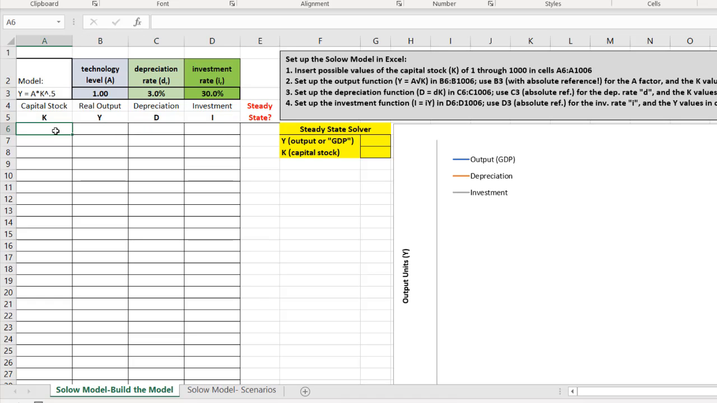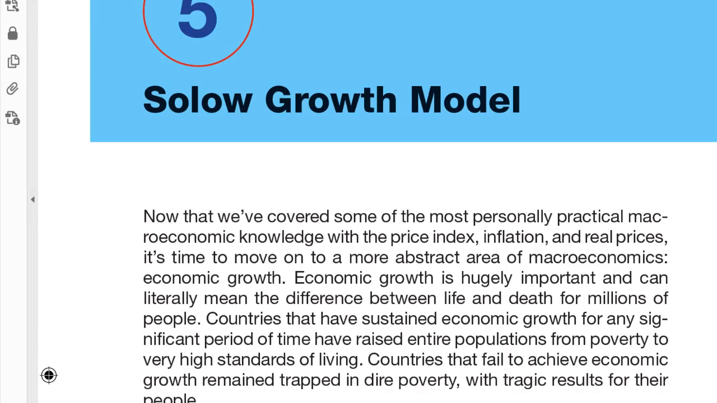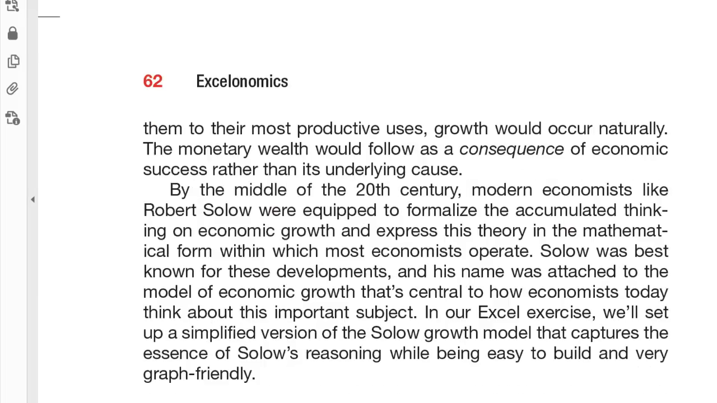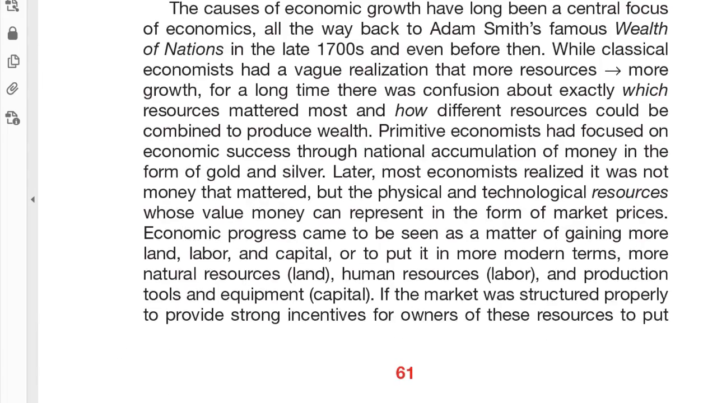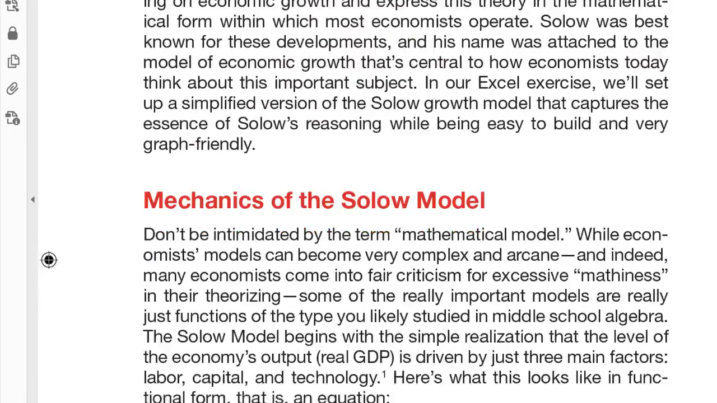Basically what we're going to do is build a list of possible values for capital, and corresponding values for output, depreciation, and investment. The steady state is where depreciation and investment equalize and counteract each other. That's the point the economy will reach if there are no further changes in any of these parameters. This is chapter 5 of Excelonomics, so you can follow along in the book. I have a nice preface in the book that's a basic overview of the Solow model, which you might want to check out.